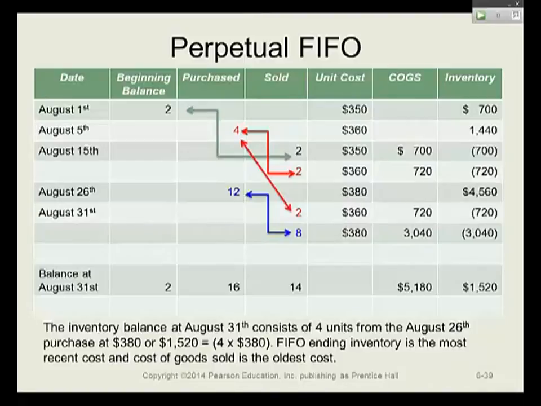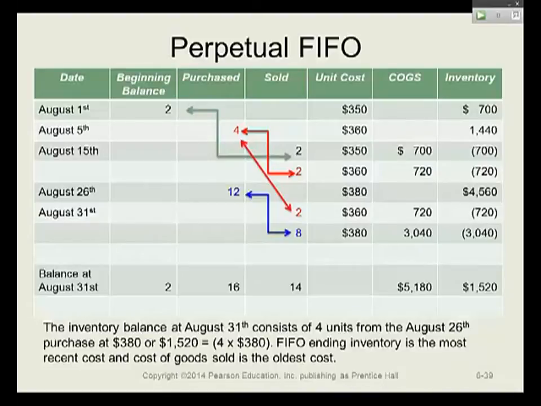You buy another 12 at $380. So now your inventory is building up. On August 31st, you sold 10 units. They're going to come out on a first in, first out basis. There's nothing left in the beginning inventory, but you still have 2 units left out of the August 5th purchase. So the first 2 out of the 10 you sell here come out of the August 5th purchase, and the 8 come out of the August 12th. So you sold 2 at $360, and you sell 8 at $380.